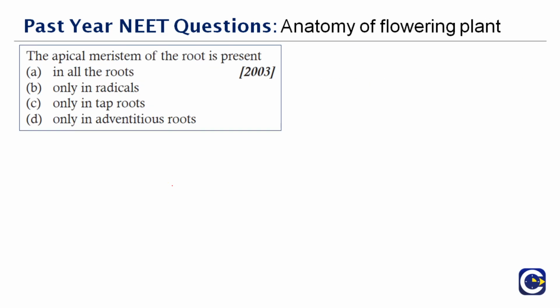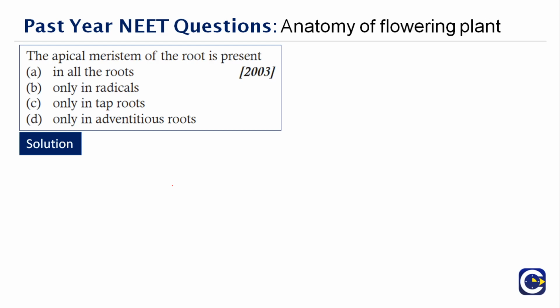Next question here. The apical meristem of the root is present dash. This is an easy question for you. When we talk about apical meristem, it is present in all the roots. It's not specific to any particular plant. The apical meristem of the root is present in all the root tips. Apical meristem is subterminal in position in a growing root tip and it is responsible for the terminal growth of the root in plants.